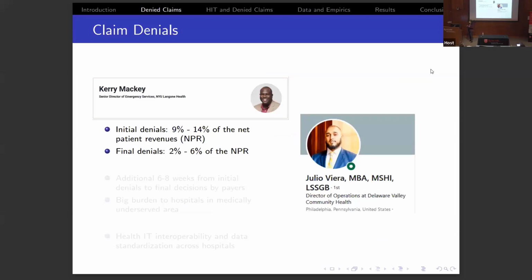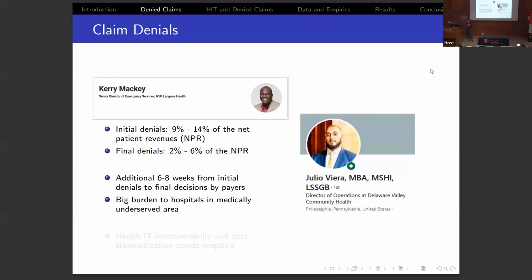And these national averages coincide with the values that we heard from some healthcare professionals that we interviewed on this topic. So, for example, one of them mentioned that, so this is the Senior Director of Emergency Services at NYU Langone Health, that initial denials is between 9 and 14% of their net patient revenue, and the final denials is 2 to 6%. So a significant amount for them.